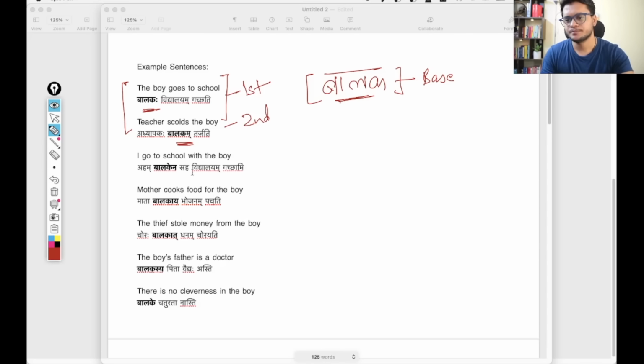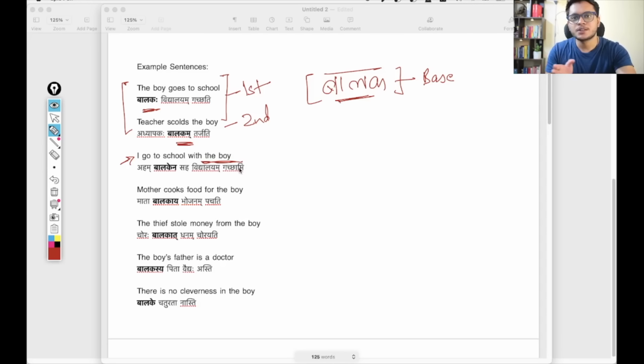Now third case, I go to school with the boy. So here, I, this is the speaker, that I am going to school. So I am the subject of the sentence where I am going to school. So school is the object, but our focus is on Balak, with the boy. So whenever this situation happens, when you want to say something like with or without or by or through, I'll give you an example sentence.